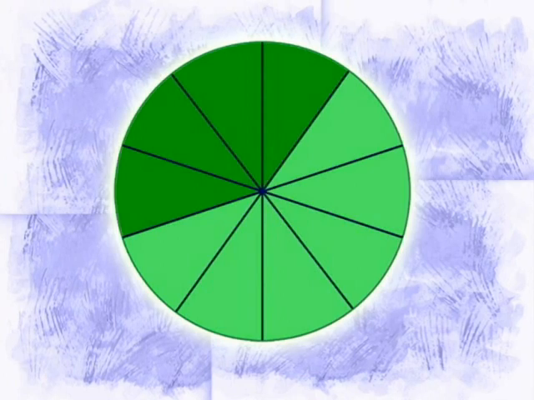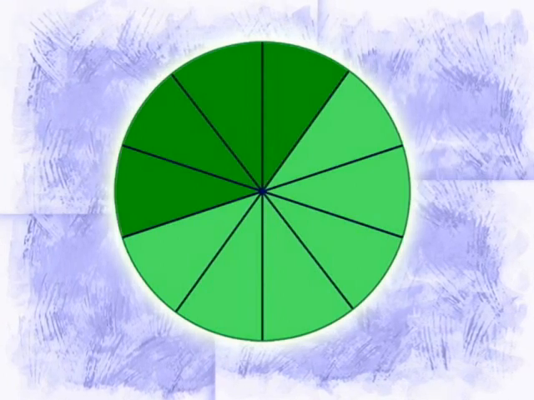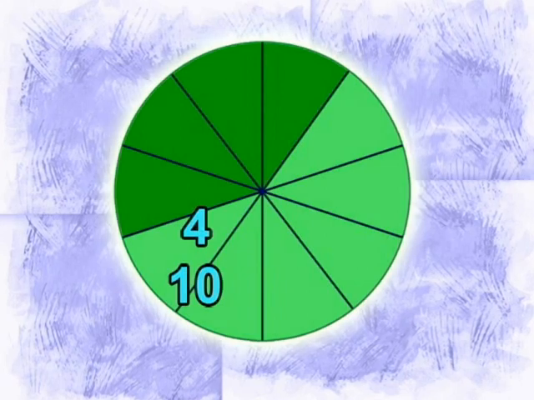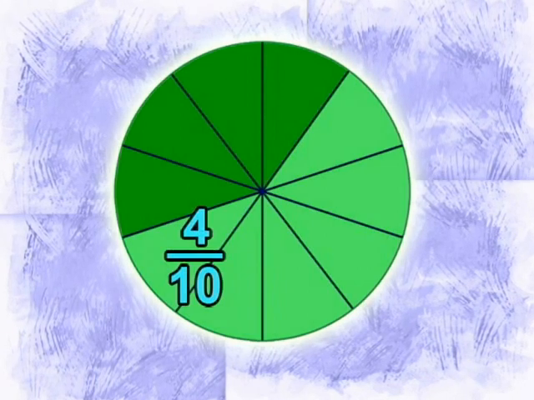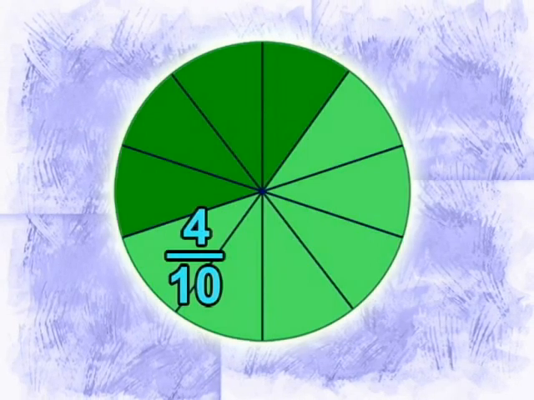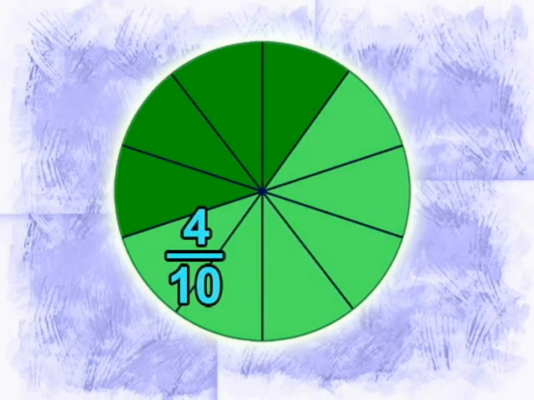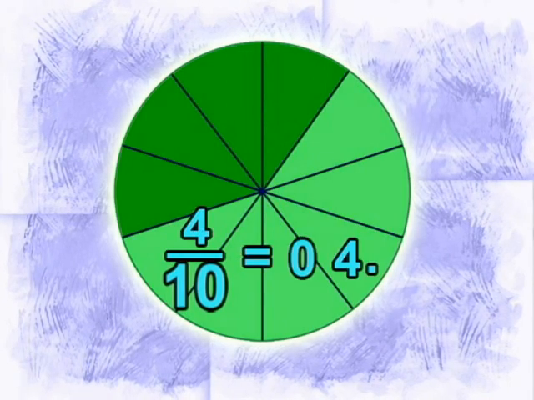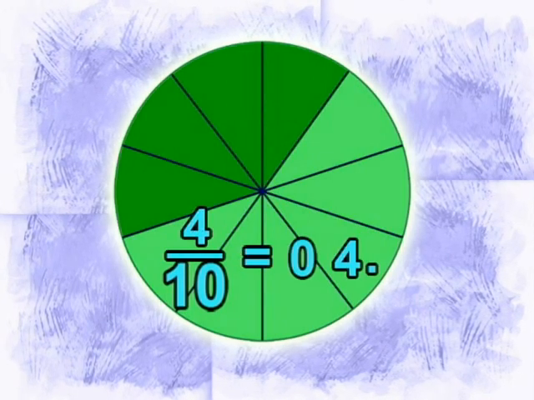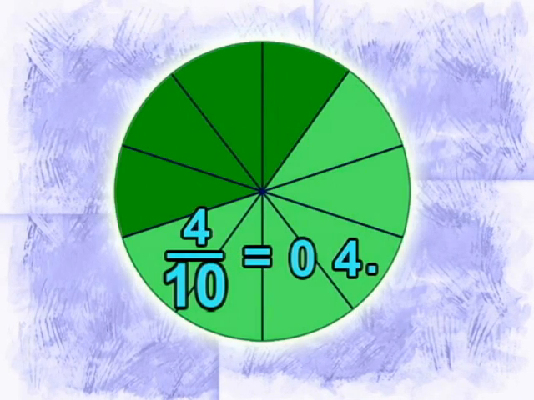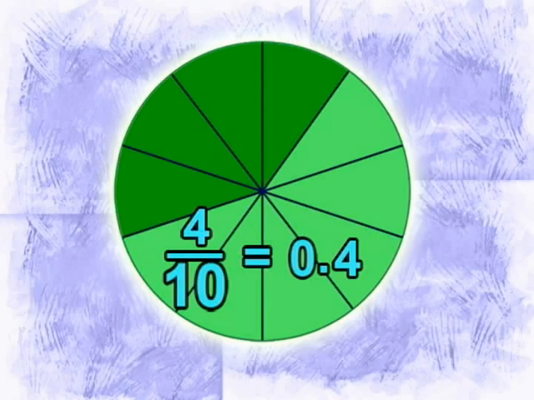I first count the parts in the circle. There are 10. I then count the shaded area. There are 4. So, the answer is 4/10, right? Right. What is that in decimal form? The denominator is in the power of 10 like you said. And since 10 has only one zero, I just need to move the decimal point one place to the left of 4. The answer is 0.4.